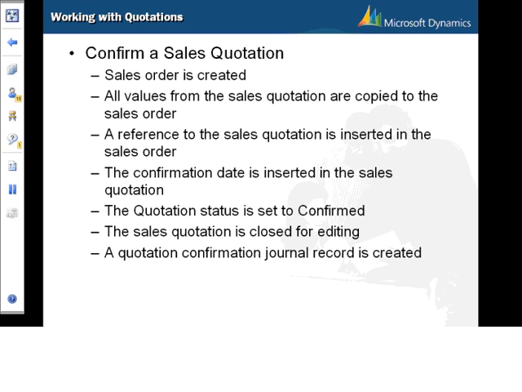So, when we confirm a sales quotation, a sales order is created. All values from the sales quotation are copied to the sales order. A reference to the sales quotation is inserted in the sales order. The confirmation date is inserted in the sales quotation. The quotation status is set to confirmed. The sales quotation is closed for editing, and a quotation confirmation journal record is created.